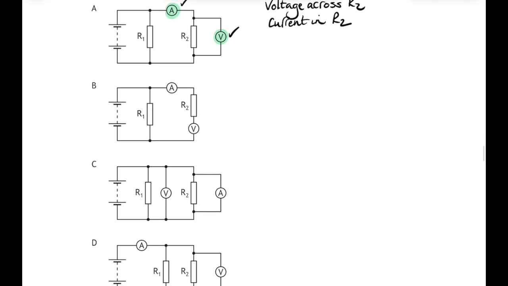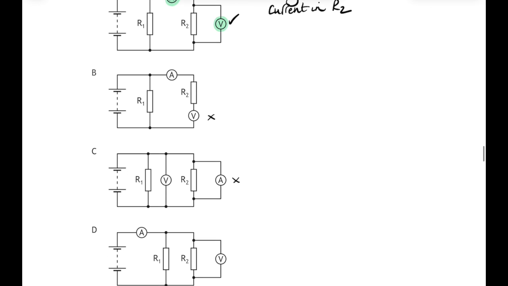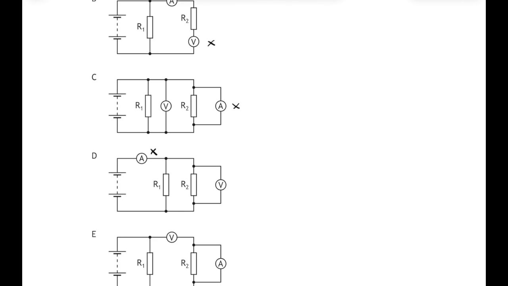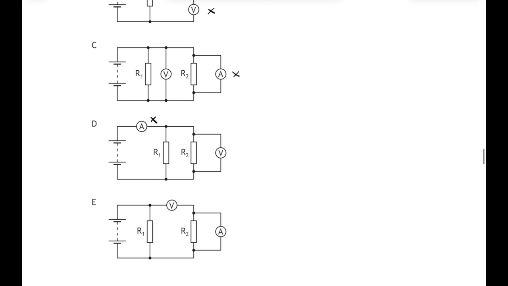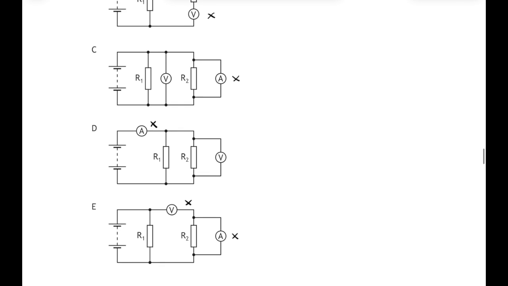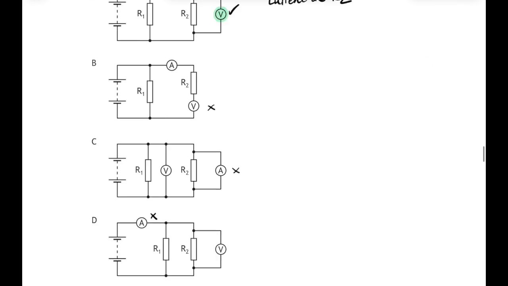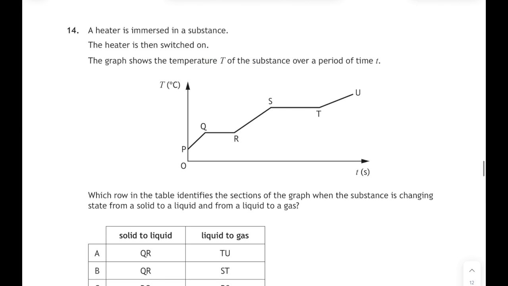In answer B, the voltmeter's in the wrong place. It shouldn't be in series. In part C, the ammeter's in the wrong place. In part D, the ammeter is measuring the current to both resistors. And in answer E, the voltmeter and the ammeter have been connected incorrectly. So it's 13A. Question 14, moving on to properties of matter here.